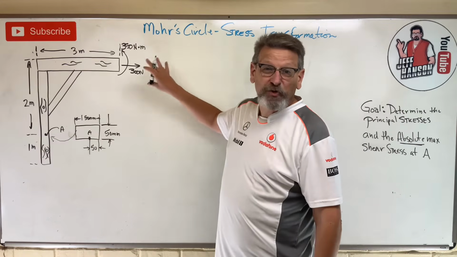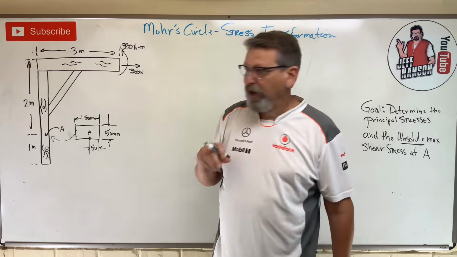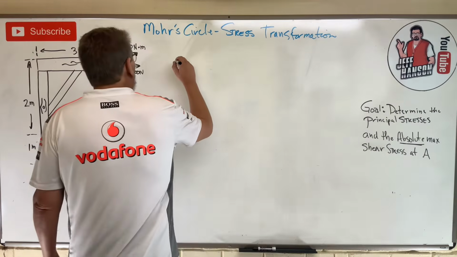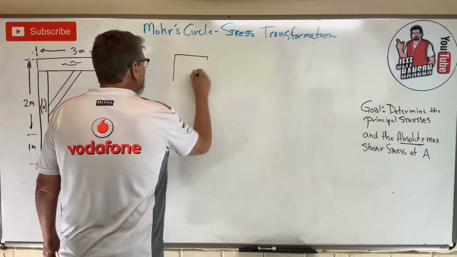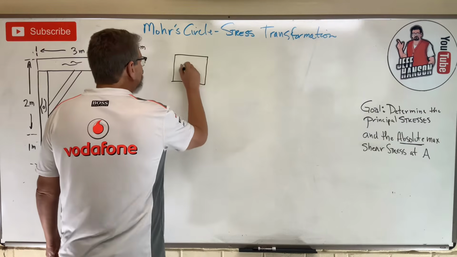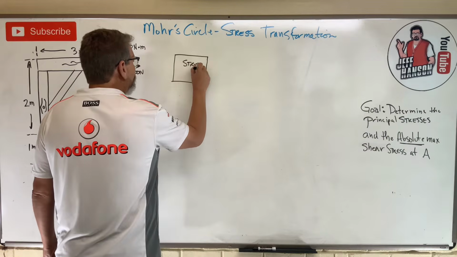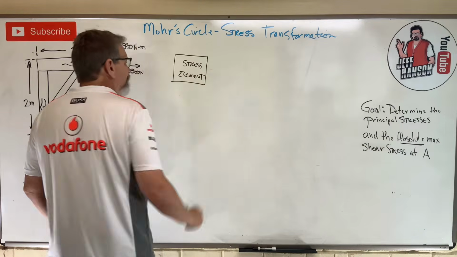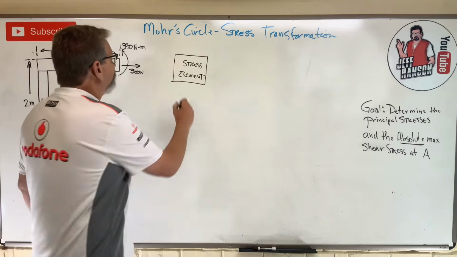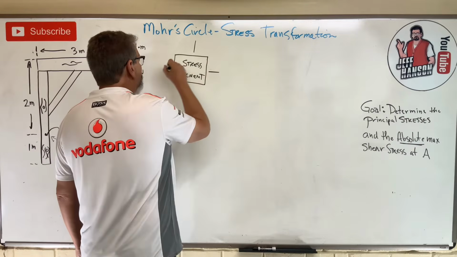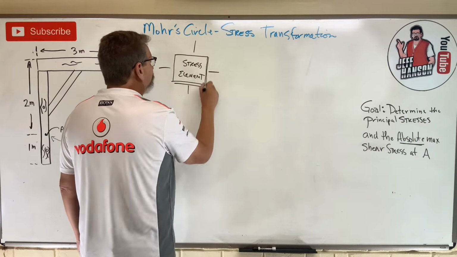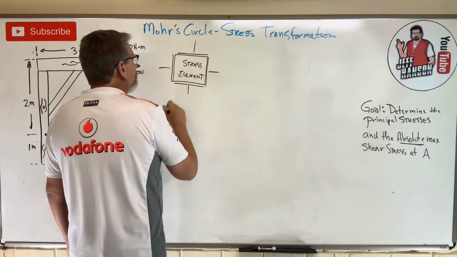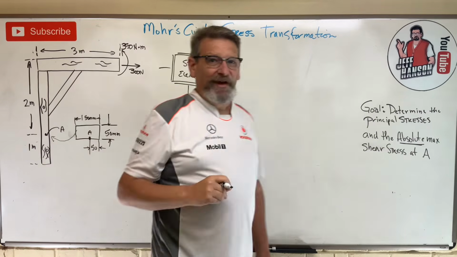We got to come up with what a stress element at point A looks like, okay? All that we're going to be after is this guy, a stress element. What does that look like, right? Does it have sigma stress on it? Does it have tau stress on it? We got to find that out for point A, okay?